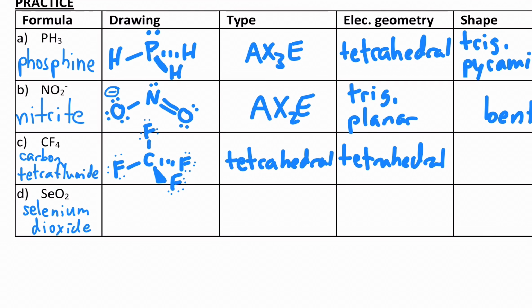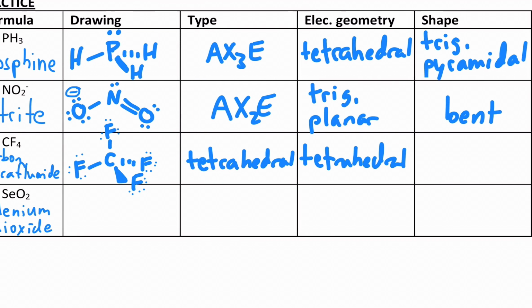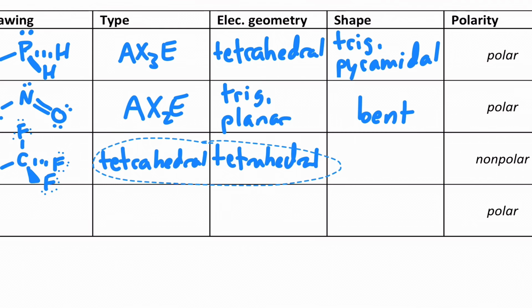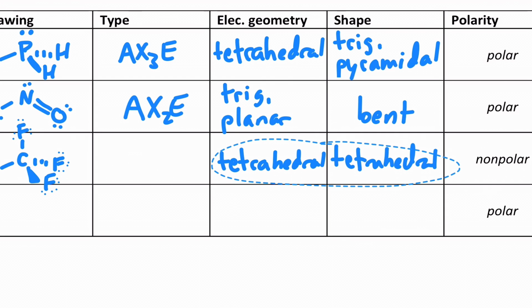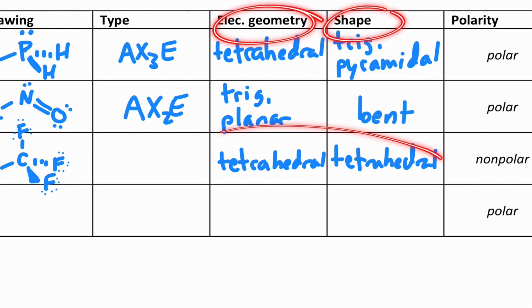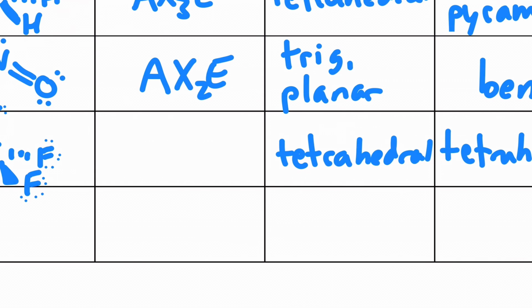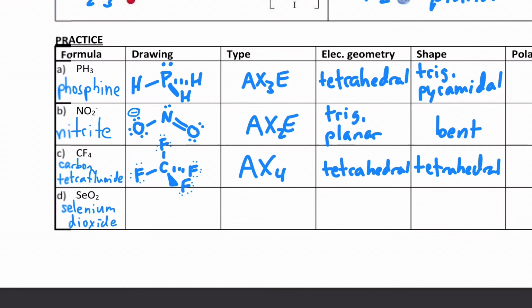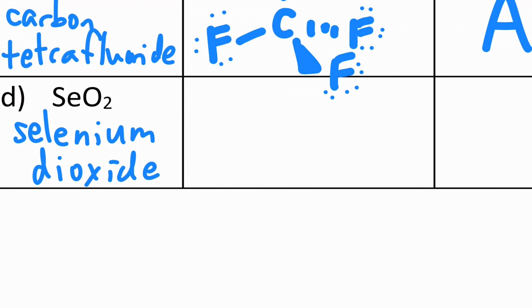So sometimes the... Oh, whoops. I didn't talk about the classification, did I? It is a tetrahedral electron geometry and tetrahedral shape. The type is just AX4. I accidentally skipped that column. There we go. Selenium dioxide is a selenium in the middle.